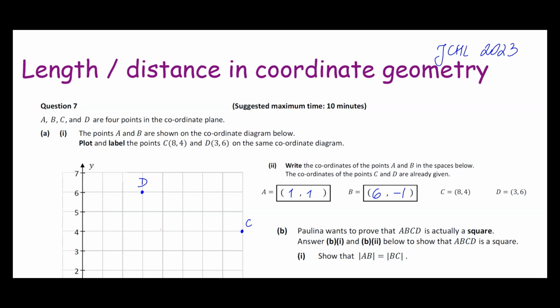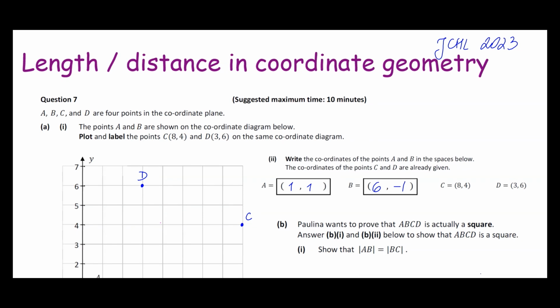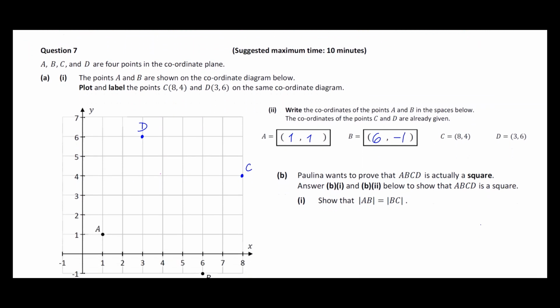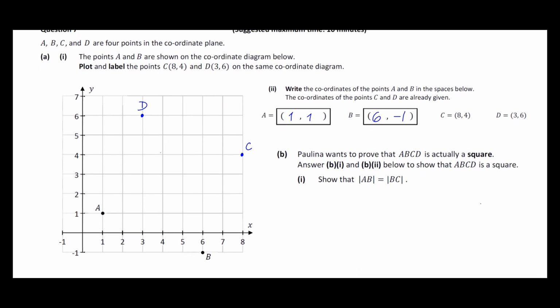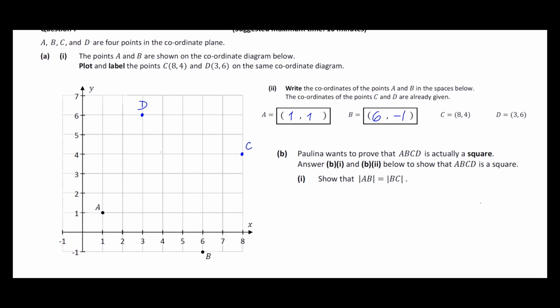Coordinate geometry is a very important part of your exam, and not only for Junior Cert, it will be part of your Leaving Cert as well. So we really have to understand it. In this question 7, we were first plotting and labeling the points, reading the coordinates, and in the next part B, we are told that Paulina wants to prove that ABCD is actually a square.